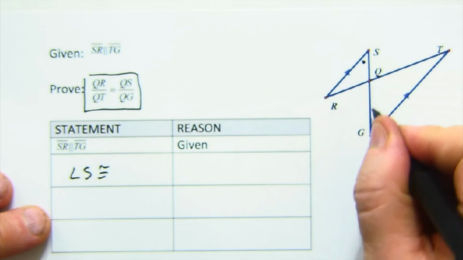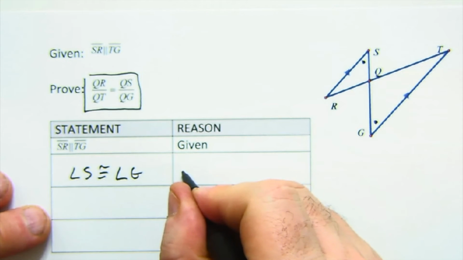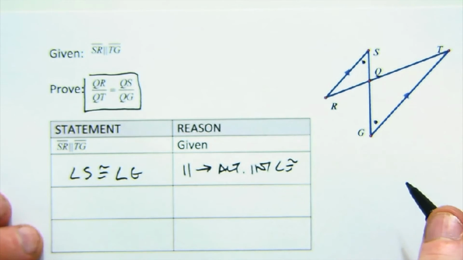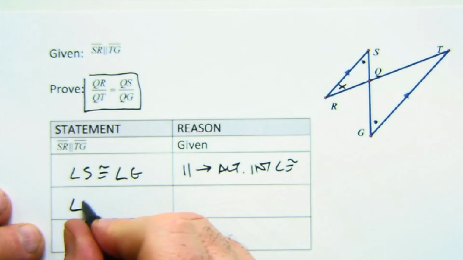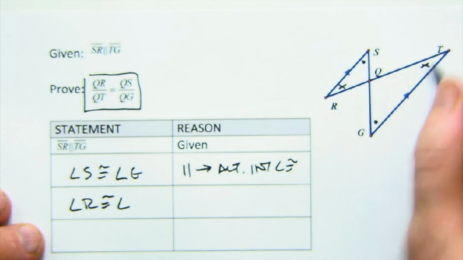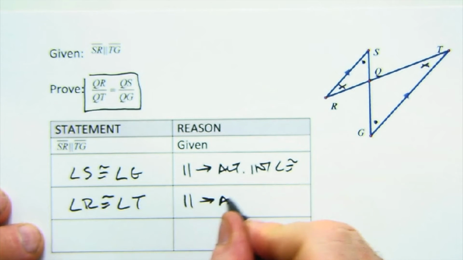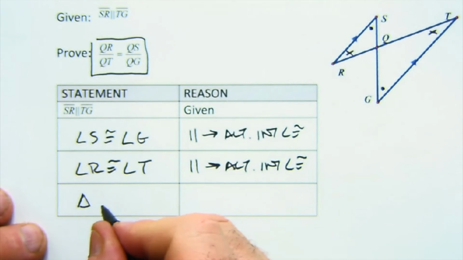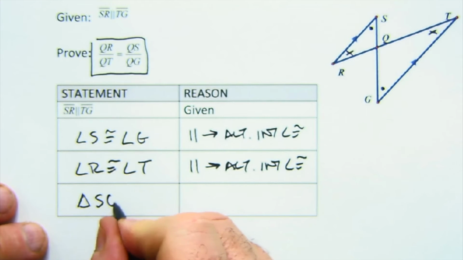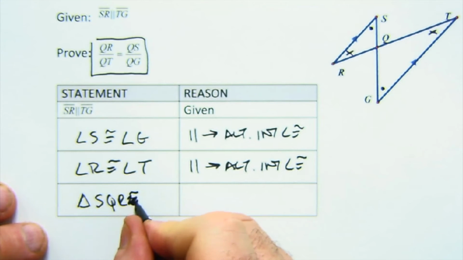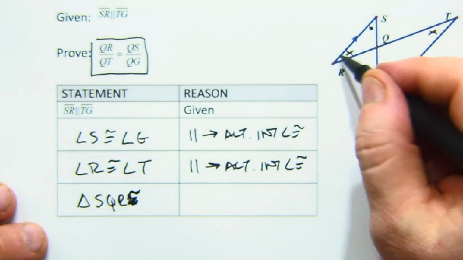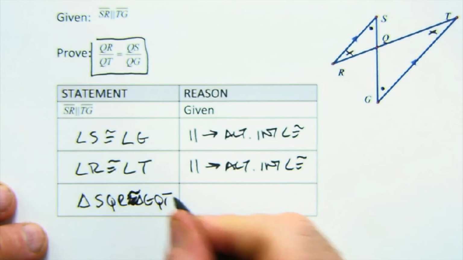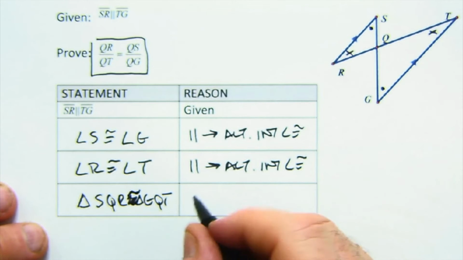Angle S is going to match G because parallel lines give me alternate interior angles that are congruent. I'm going to name R to be the same as T because parallel lines give me alternate interior angles that are congruent. I'm going to name these guys to be congruent. The triangles SQR is not congruent, similar, sorry guys, SQR, GQT, triangle GQT. It's a similar symbol if you can't read that. And the reason is AA.